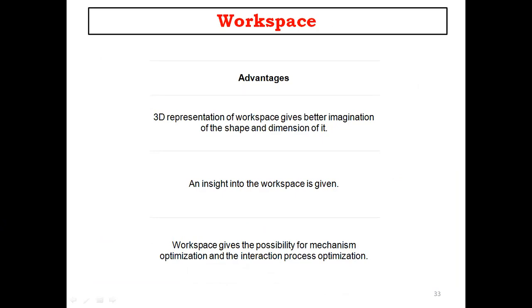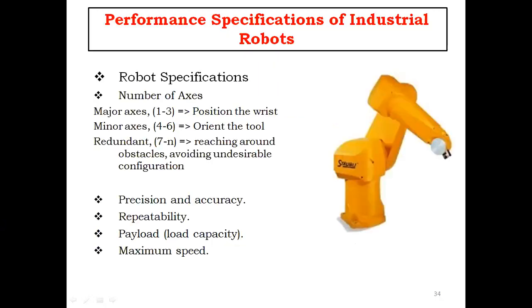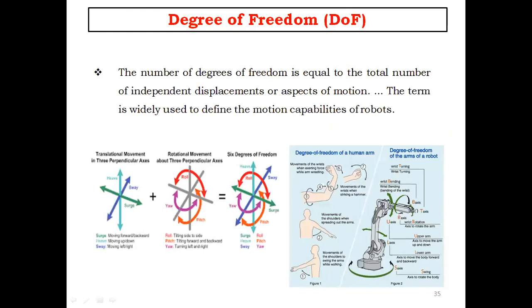The advantages are that we have a 3D representation of the workspace and insight into the workspace is given. The specifications include major axis, minor axis, redundant position, orientation, and reach. Degrees of freedom is equal to the number of independent displacements: surge, heave, sway, roll, pitch, yaw, side to side, forward and backward, left and right.